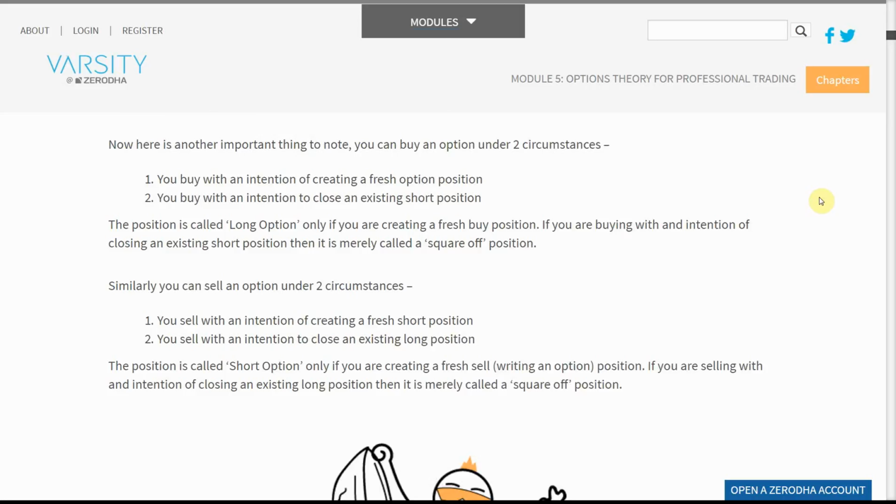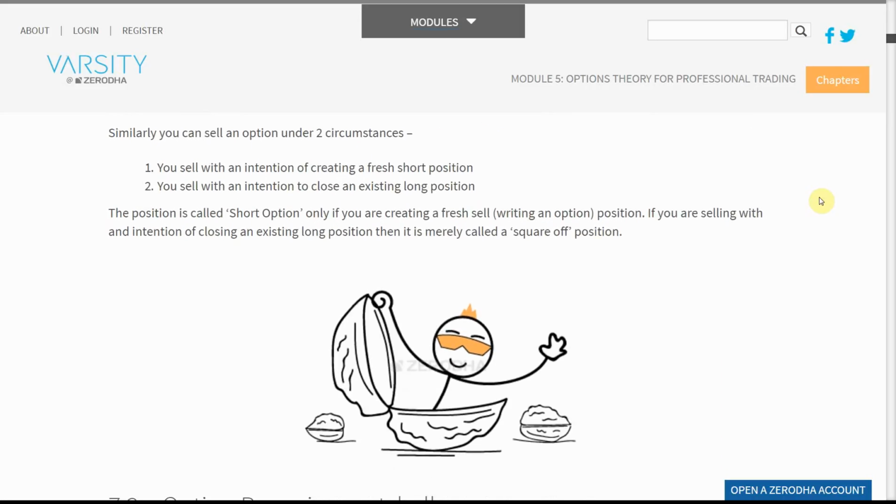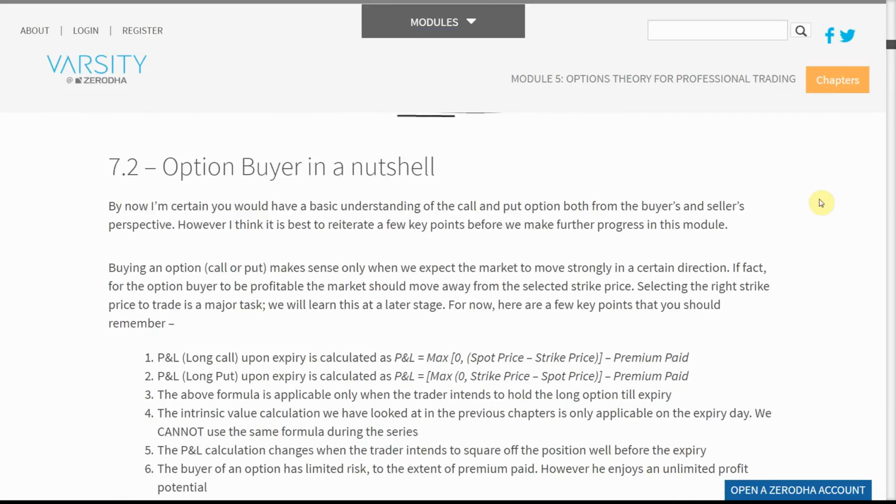You sell with an intention to close an existing long position. The position is called short option only if you are creating a fresh sell, writing an option position. If you are selling with an intention of closing an existing long position, then it is merely called a square-off position.